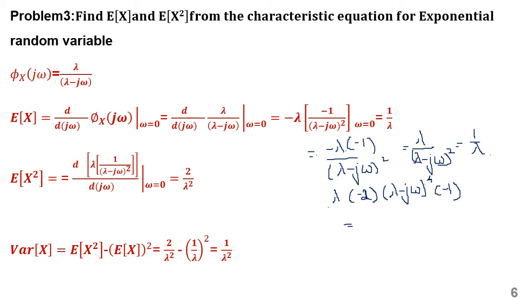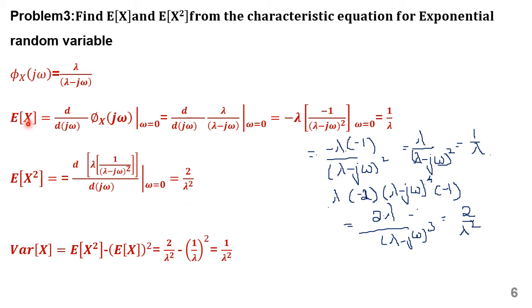So here if I put the value, this can be further written as 2 lambda divided by lambda minus j omega, the whole cube. So when I put the value of omega equal to 0, I get this as 2 divided by lambda square. So expectation of x square is given by 2 divided by lambda square.